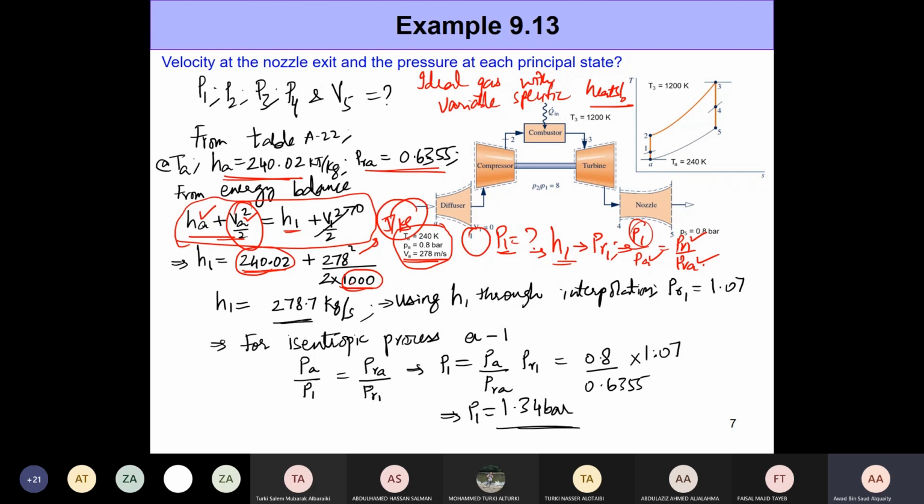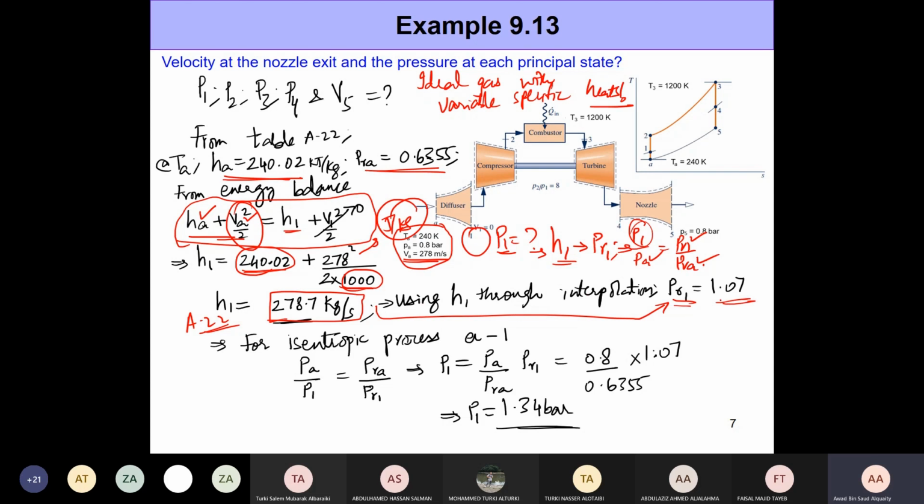Now this is a very important part here. If you don't divide by 1000, you're going to get a crazy value. So this is one common area of students making mistakes. Once you have done that, we get the enthalpy at state 1. It's 278.7. Now with this value of enthalpy, we need to go back to table A22. We know that both enthalpy and PR1 are just functions of temperature. So using this value of enthalpy, we need to determine through interpolation what the value of PR1 is, and we get a PR1 of 1.07.